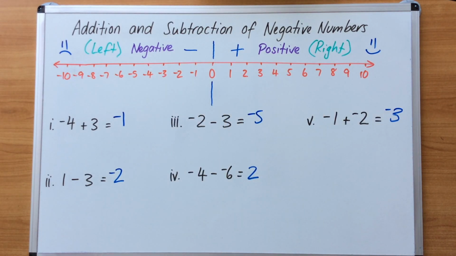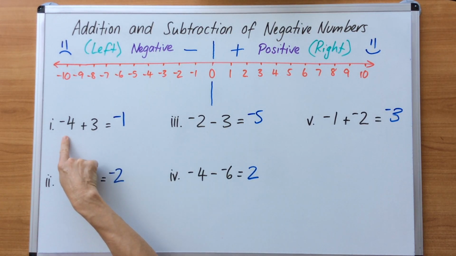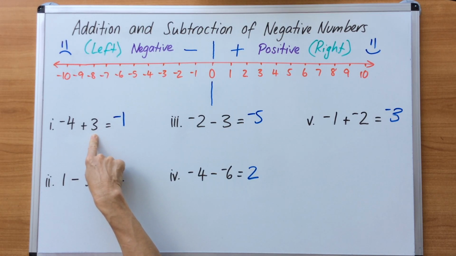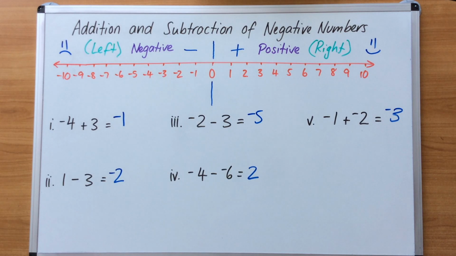So if you just look at it as people or behaviors, negative and positive, and you look at what it's asking you to do, where you start, what you add or subtract, if it's positive or negative, if you run that story through your head, you're going to find this much easier to achieve the correct answer.